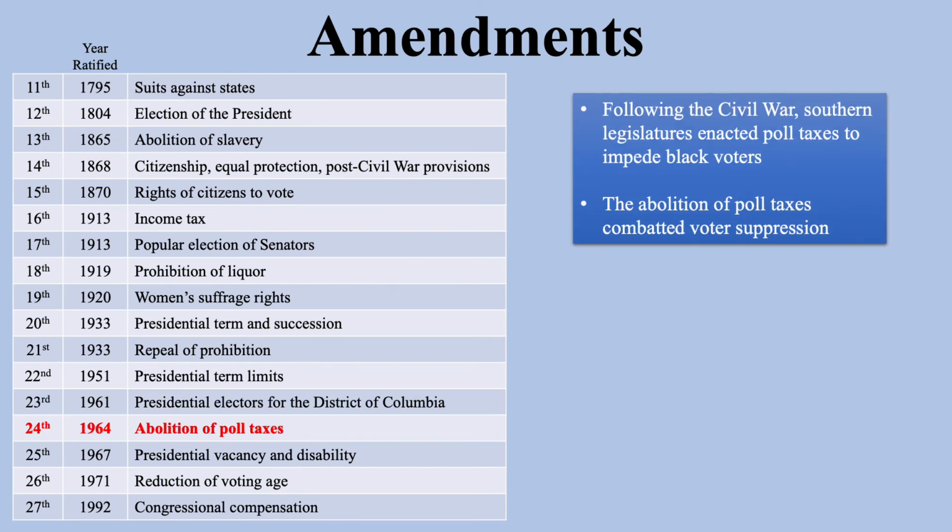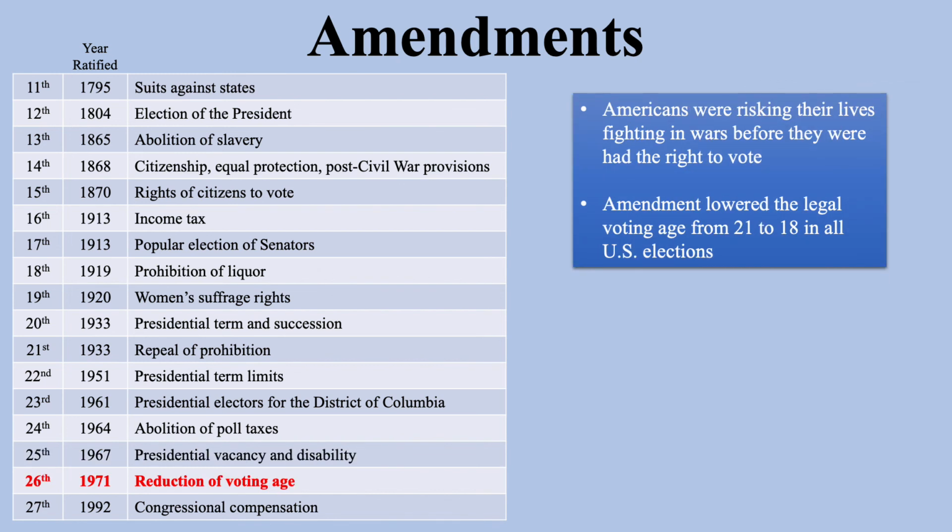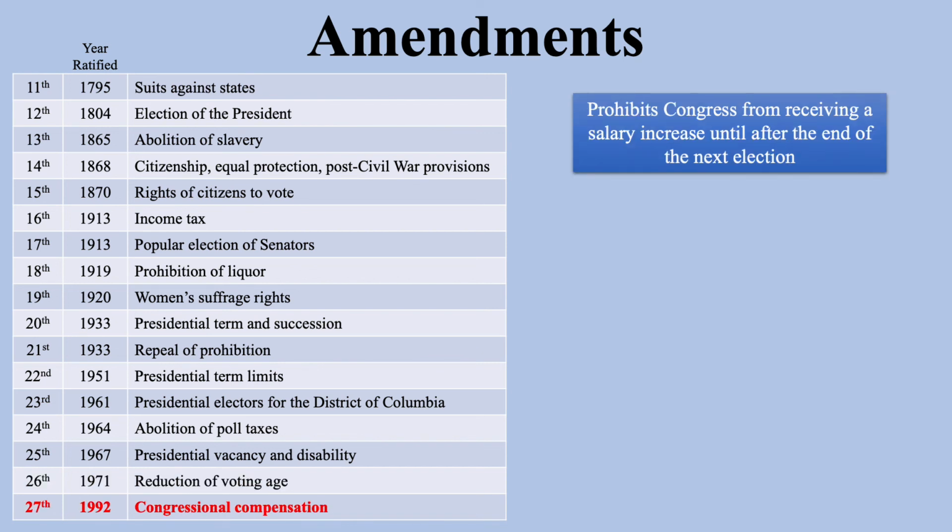The 24th Amendment abolished poll taxes in an effort to battle institutionalized voter suppression. The 25th Amendment established procedures for filling a vice president's office on vacancy, and it established procedures for elevating a vice president to president if a president is unfit or otherwise incapacitated. The 26th Amendment gave 18-year-olds the right to vote in all U.S. elections, and the 27th Amendment prohibited Congress from receiving a salary increase until after an election.